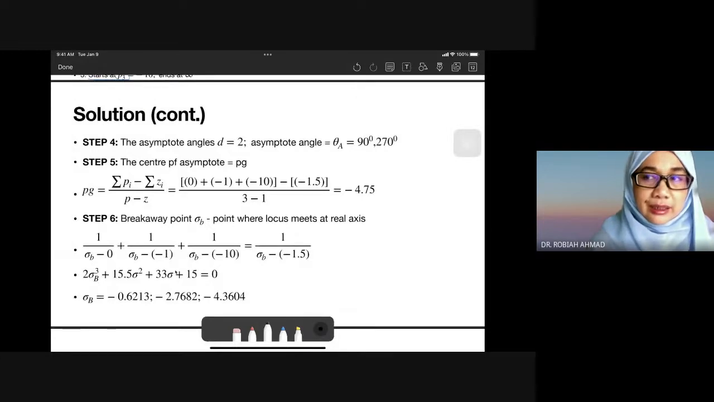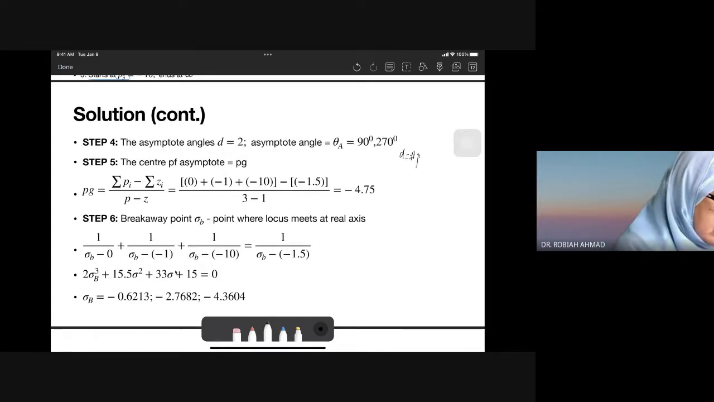Stop me, class, if you don't understand any of the topics that I discussed here. Okay, the asymptote angle. Since D is the number of poles minus the number of zeros, we have 3 poles and 1 zero, so it will be 2. Therefore, our asymptote angles are 90 and 270 degrees.